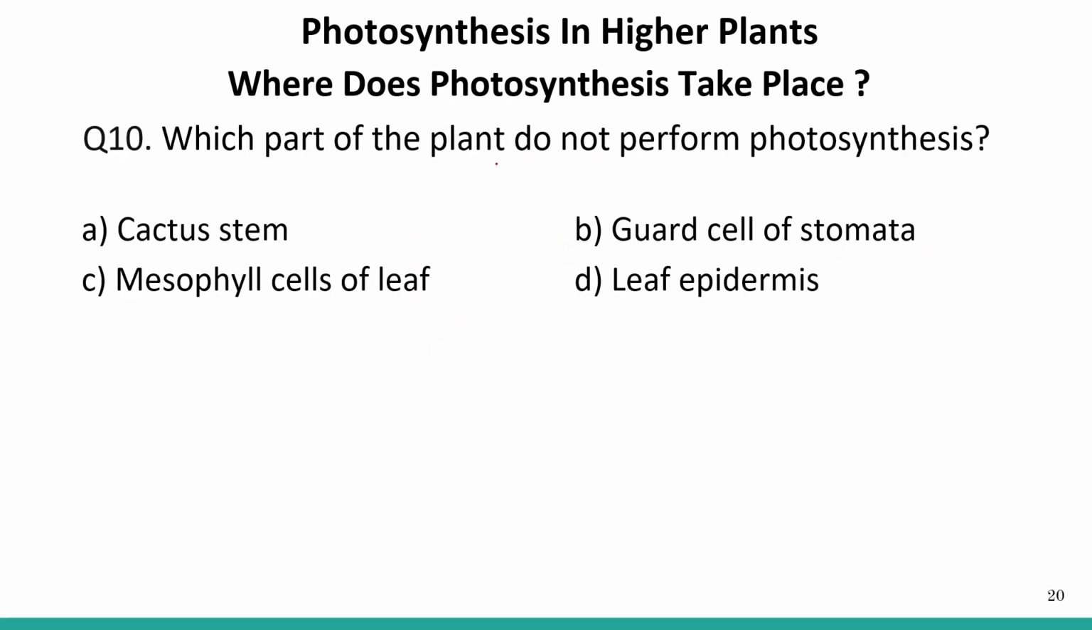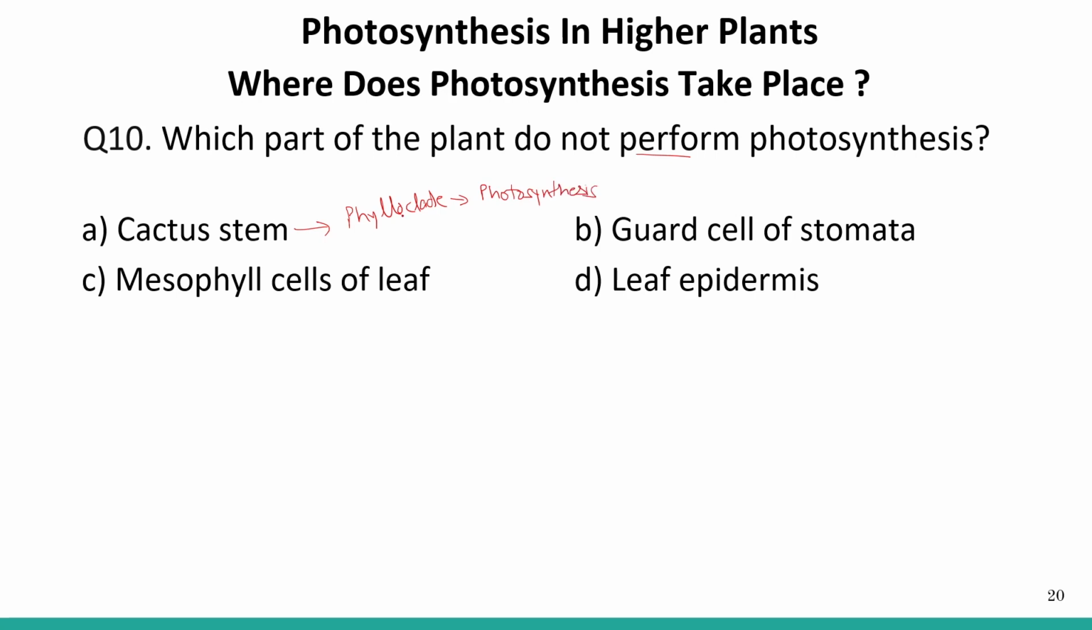The next question is, which part of the plant does not perform photosynthesis? So this is straightforward. Cactus stem, okay, this performs photosynthesis. Cactus stem is an example of phylloclade. So what is a phylloclade? Phylloclade is a flattened stem which has internodes, and it is photosynthetic, meaning it can carry out photosynthesis.